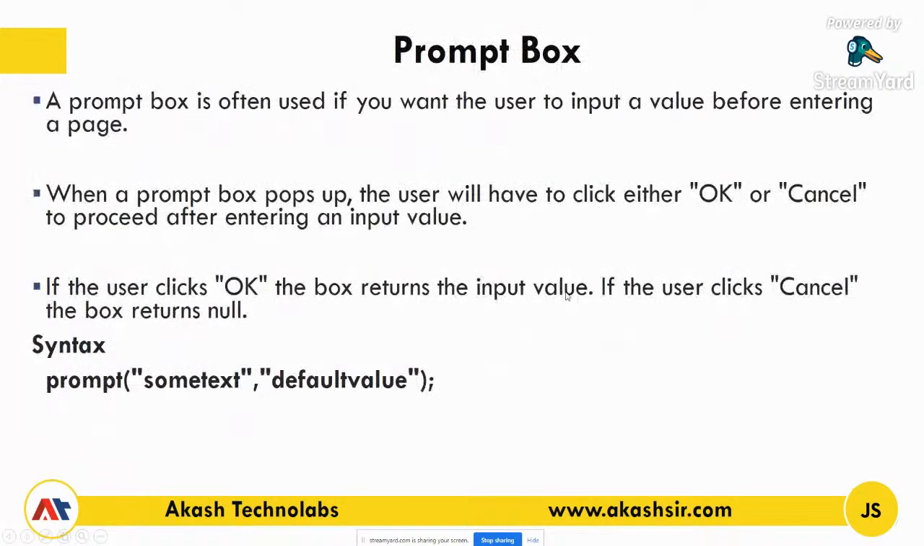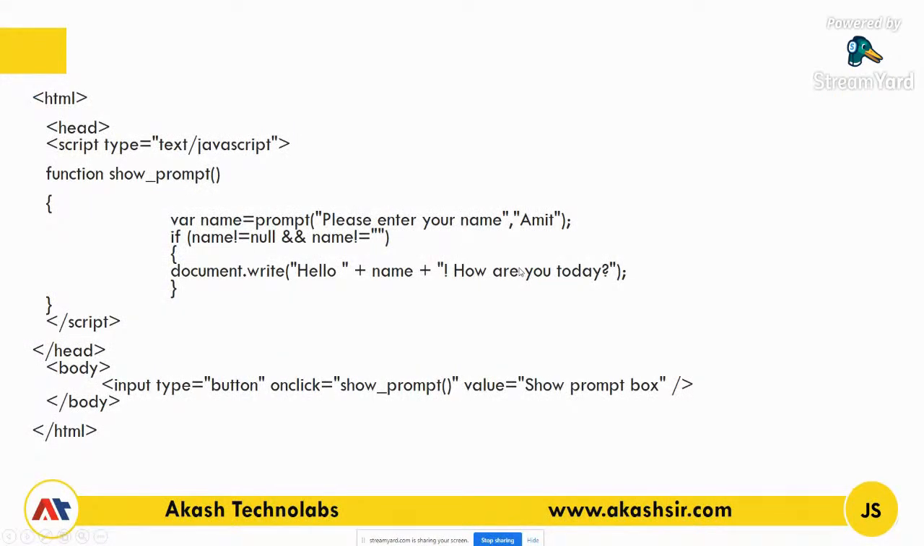Then the prompt box. Let's say you want to take a value from the user. Here you can see a variable name equals to prompt, please enter your name. The user will enter some name and it will be stored in the variable name. Then make sure the name has some value. For that you can check the condition not equals to null, not equals to blank. Once it is done, you can print hello name, how are you, right?